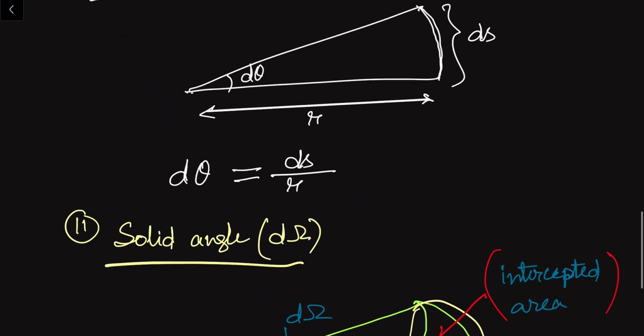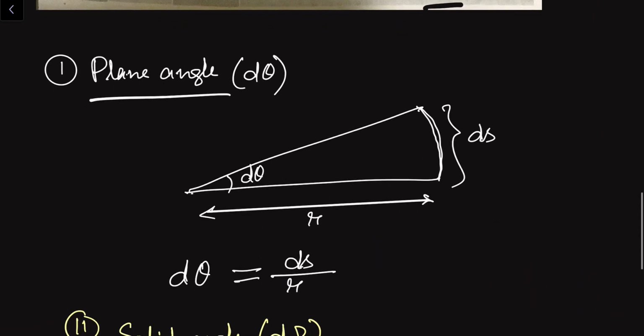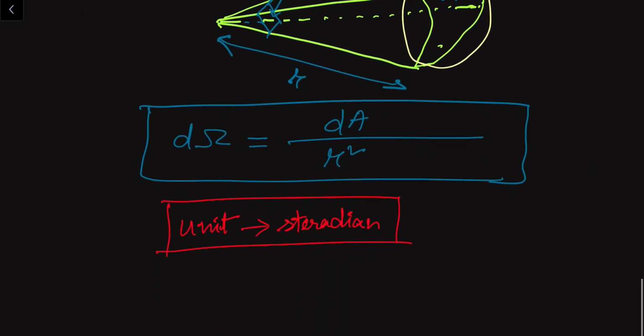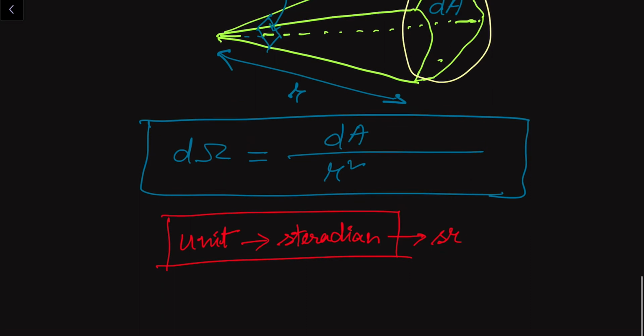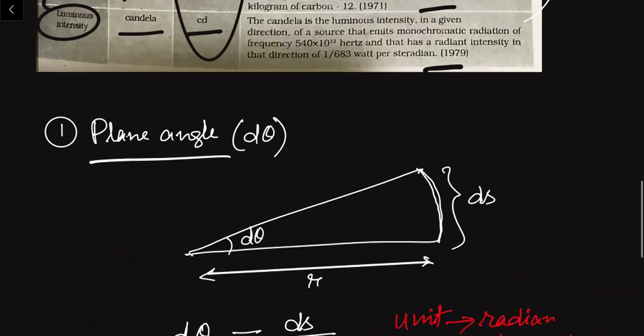Now the unit of plane angle is radian, and the short form of radian is rad. The short form of steradian is sr, small s, small r. We have seen all the SI units that are used for measurement purposes.